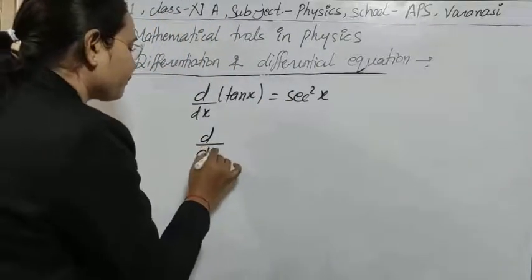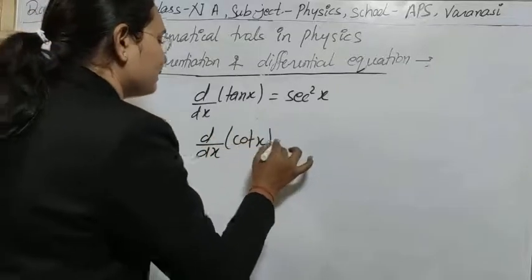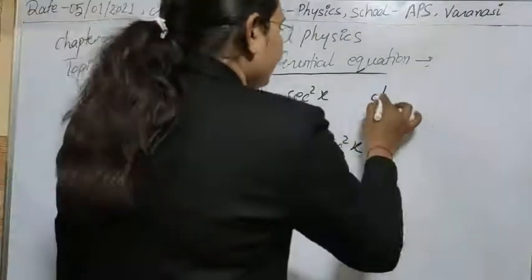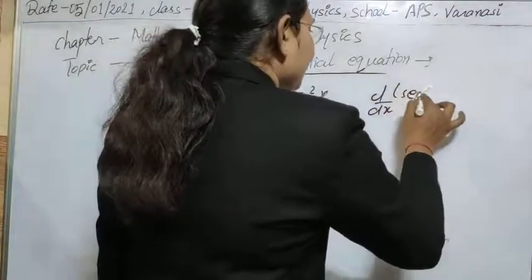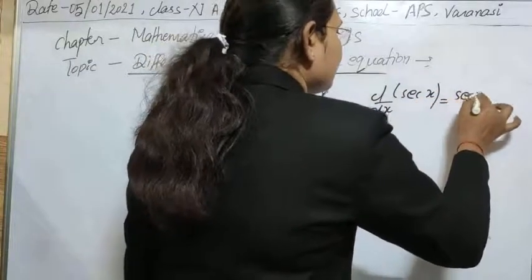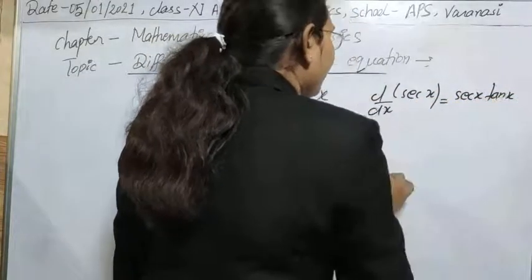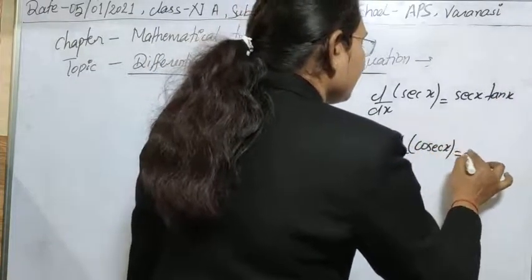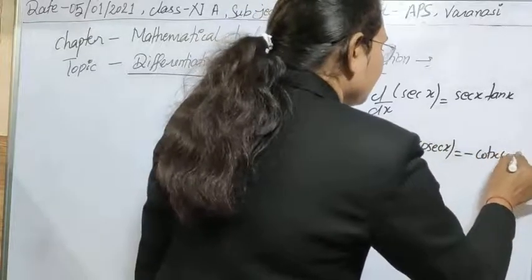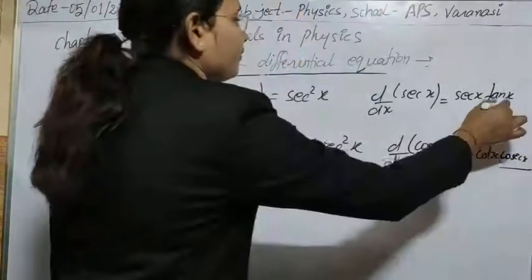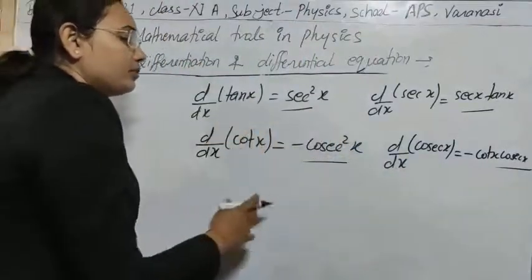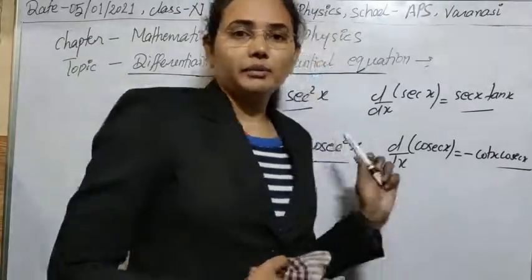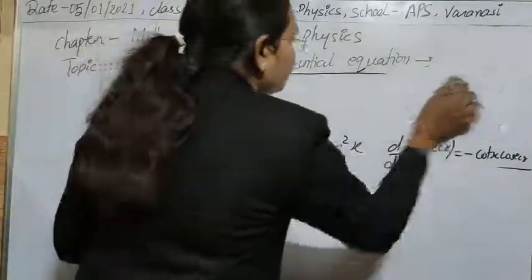Again, d/dx of cot x is minus cosec square x. If you want to differentiate sec x, it is equal to sec x tan x. If you have to differentiate cosec x, its value is minus cot x cosec x. So this is the formula. With the help of it you can differentiate any trigonometrical function. For sine and cosine we already discussed that in the previous video. So I think now there is no problem in that.